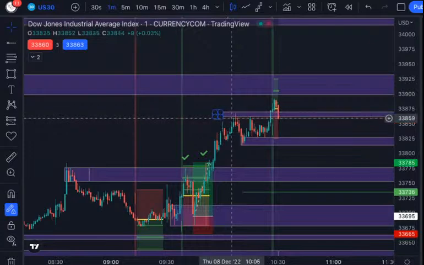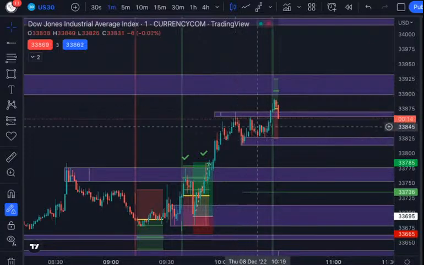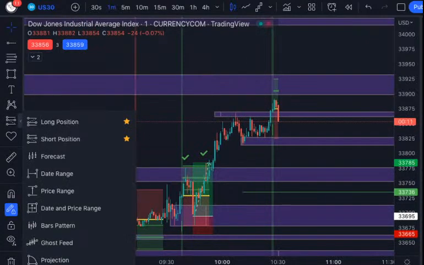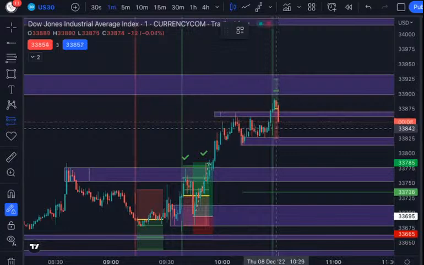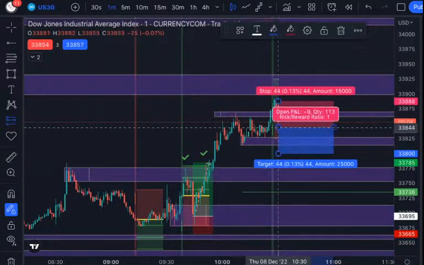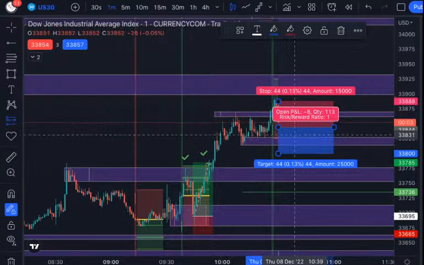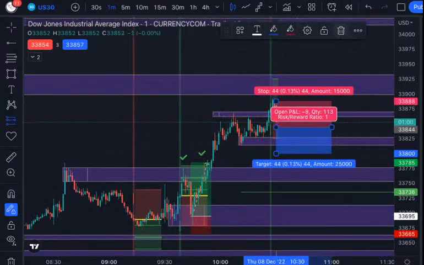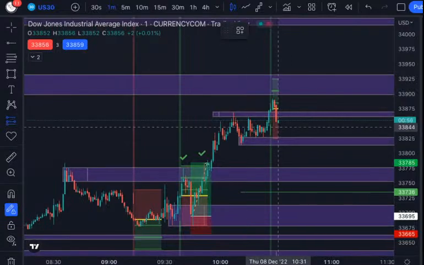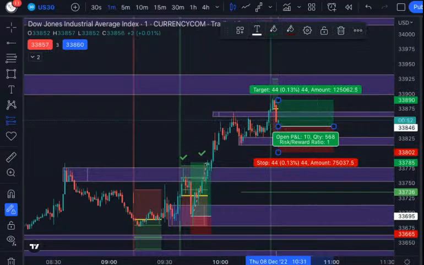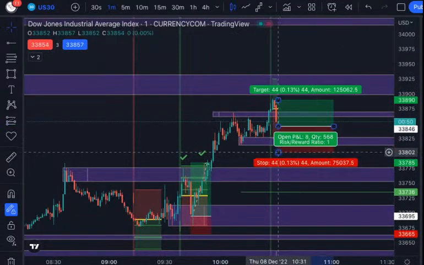If anything, the last red candle before that break of structure is down here, so we could easily see something like this. Wait, what? No, that's a short position. Looking for a long position. There we go. Something like this, right? Boom.